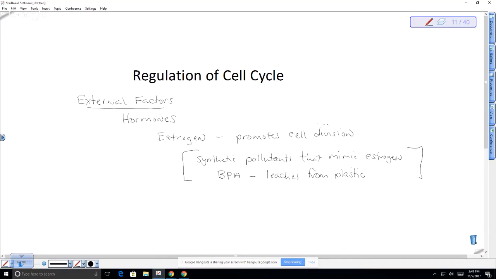Okay, so that is estrogen. We have another one that is called growth hormone. Interestingly, it is not a steroid, so it's not a lipid, it's actually a protein. And growth hormone affects the bones. So it causes growth of the skeleton.